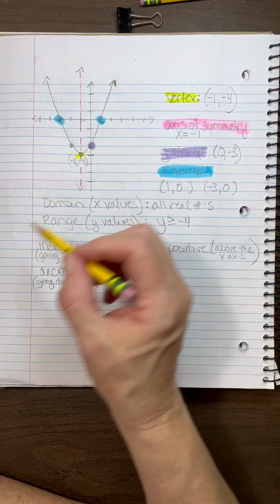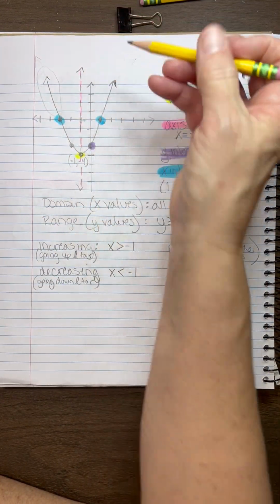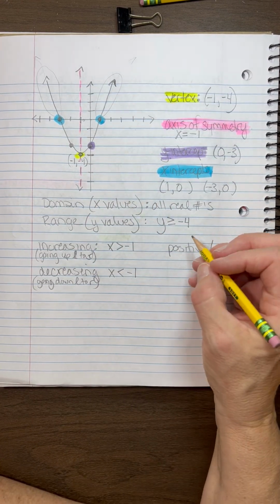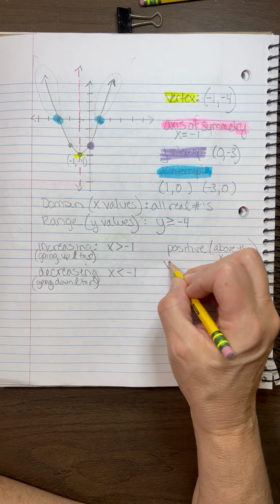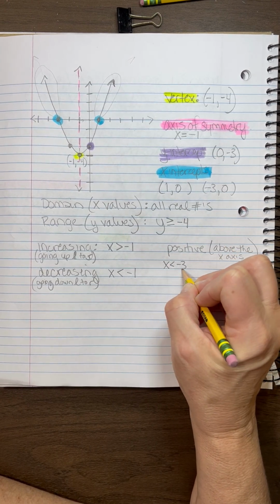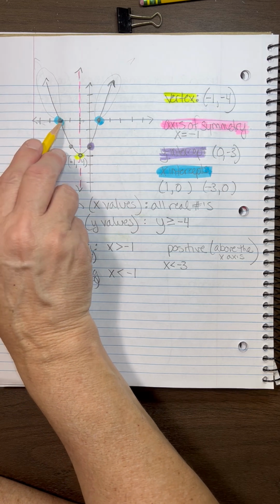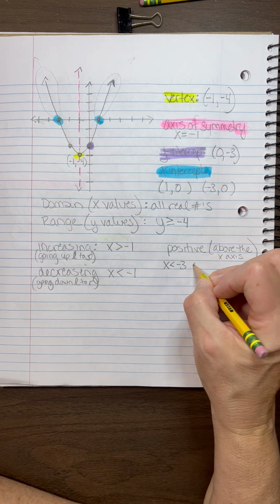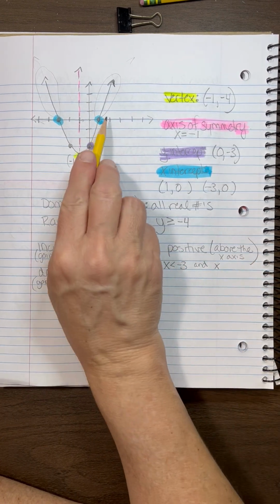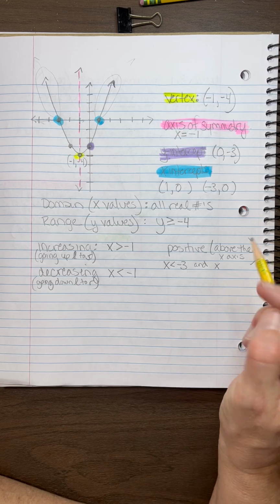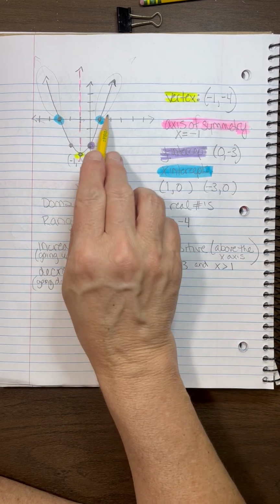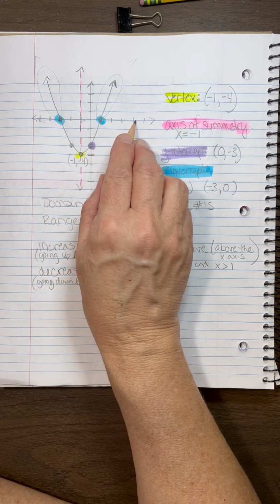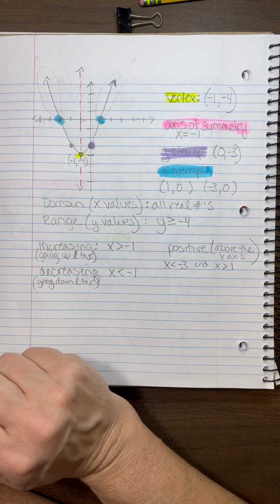Well, on two different spots. It's above the x-axis on the left side, and it's above the x-axis on the right side. So we would say it's positive anytime x is less than negative 3. So all of the x values below the negative 3, the line of the graph is above the x-axis. And all of the x values when the graph is greater than +1, any x values after 1 will have a y value that's positive.